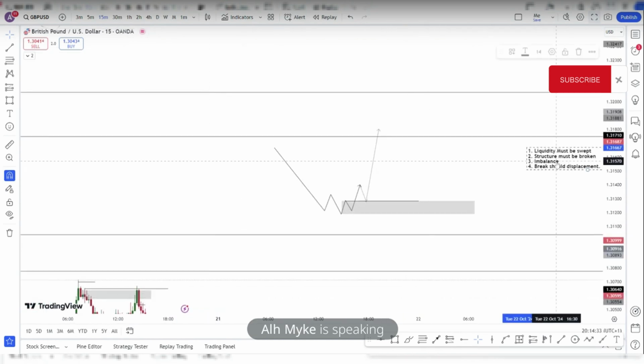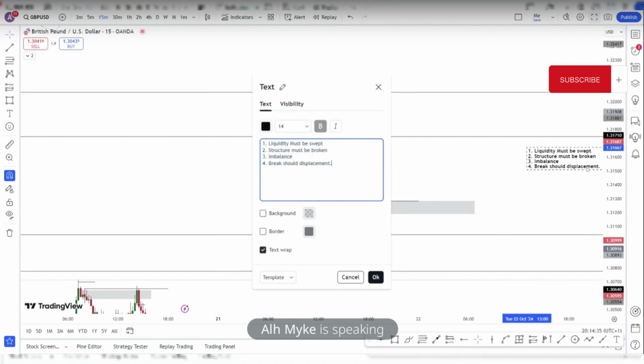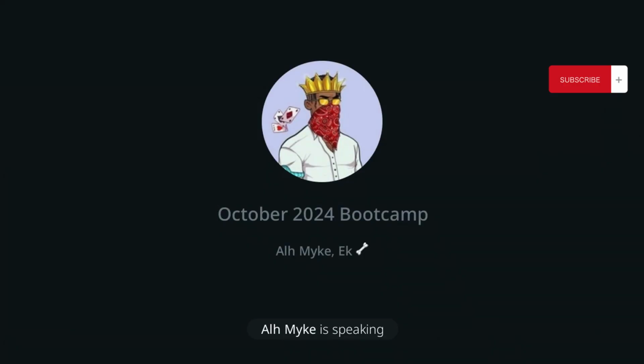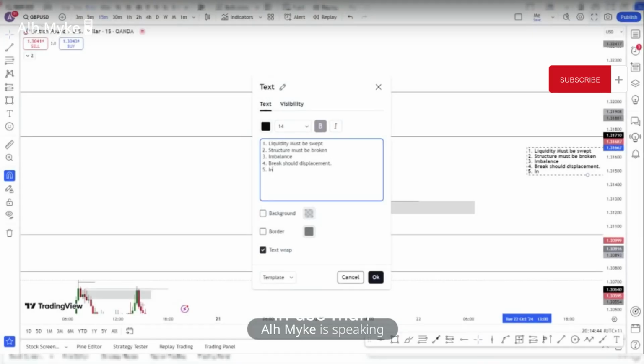Now, let me add a couple of rules. These ones are more or less add-ons. It isn't compulsory, but it is an add-on. Number five, inducement. I'm not talking about where price changes delivery. I'm talking about an order block itself. You want to see an inducement before taking a trade.